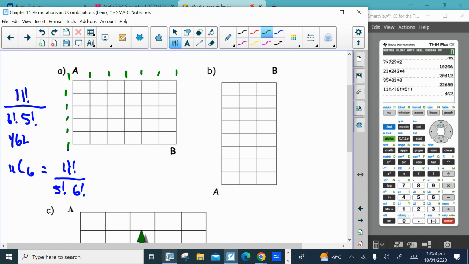To get the remaining numbers at the intersection of the blocks, we use Pascal's triangle. 1 plus 1 is 2. There are 2 ways to get to that position. You can go over and down from the start, or you can go down and over. Those are the 2 ways to get there. There are 2 ways.